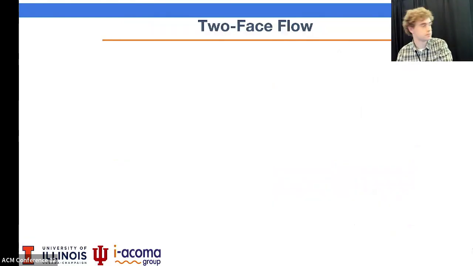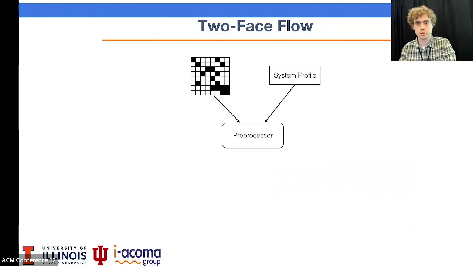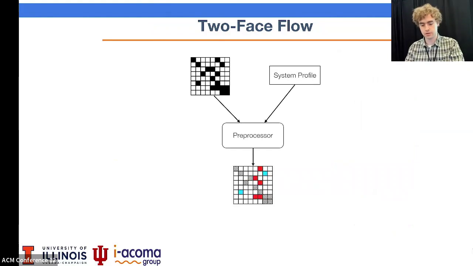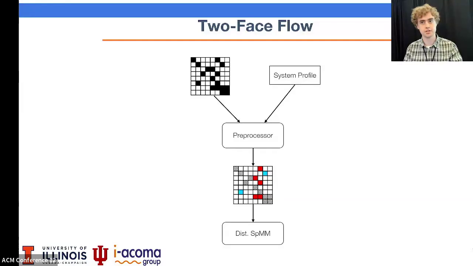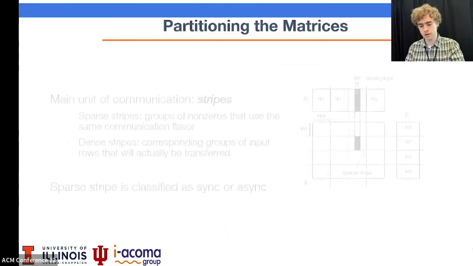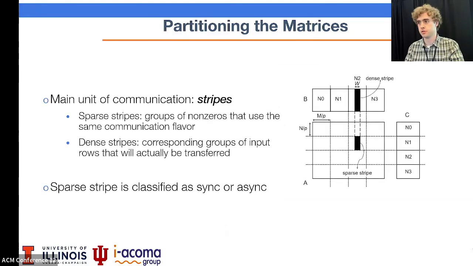Okay, hi. So now I'm going to talk about what two-phase looks like. Two-phase begins with a pre-processing step where we take a description of a sparse matrix and the characterization of the system that we're running on and determine exactly how we want to break this up into these sync and async communication primitives. Using this description from our preprocessor, we then implement a distributed SpMM algorithm that actually performs the operation that we're interested in. Our matrices are partitioned using 1D partitioning, like mentioned earlier, but we also further subpartition these into units that we call stripes.